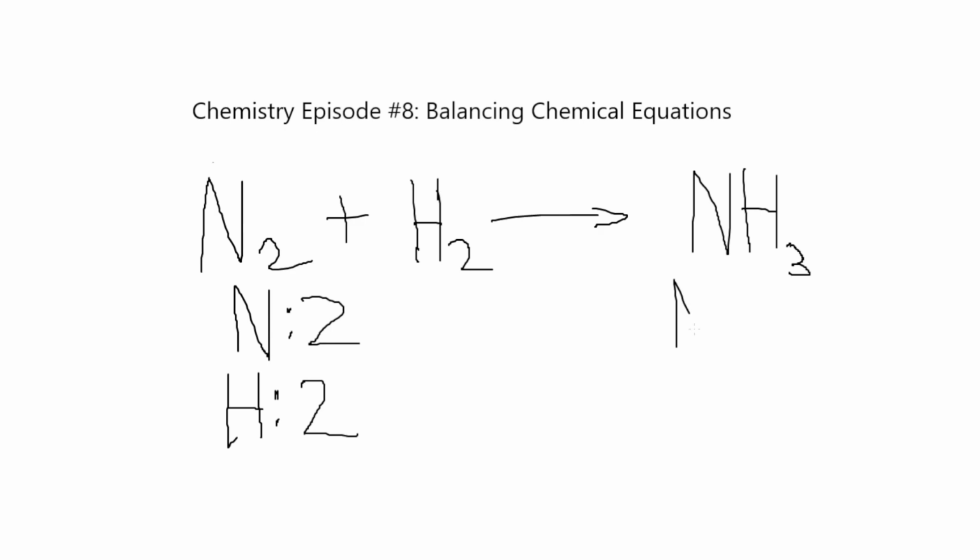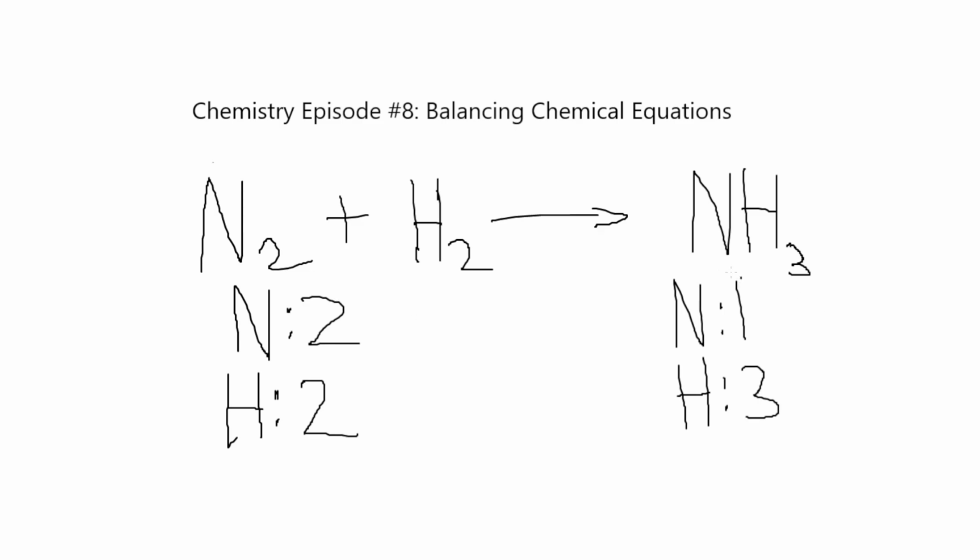Now, on the right-hand side, there would be 1 nitrogen atom and 3 hydrogen atoms. Again, there's no coefficient. We can assume that it's 1. And there's no subscript for nitrogen, so we can also assume that it's 1. So 1 times 1, 1. And then 1 times 3, that would be 3, right? And so now we've counted up all the atoms. So we can just start with nitrogen here.